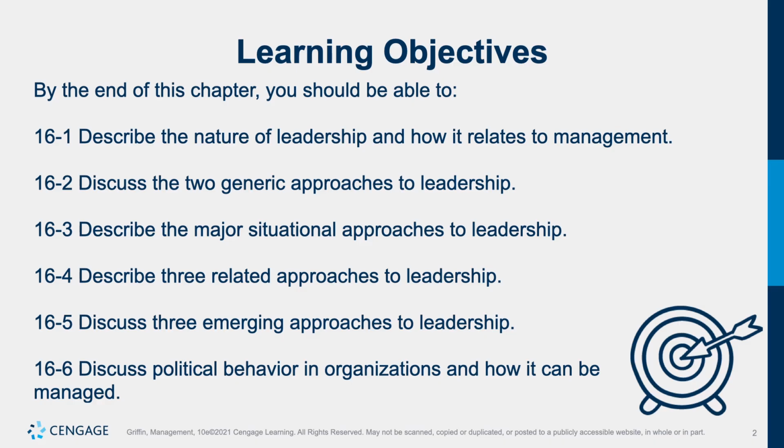The learning objectives for this chapter will include an understanding of the nature of leadership and how it relates to management. We'll also have discussions on the two generic approaches to leadership, look at the major situational approaches to leadership and three related approaches to leadership. We'll also look at the emerging approaches to leadership as well as political behavior in organizations and how such behaviors could be managed.